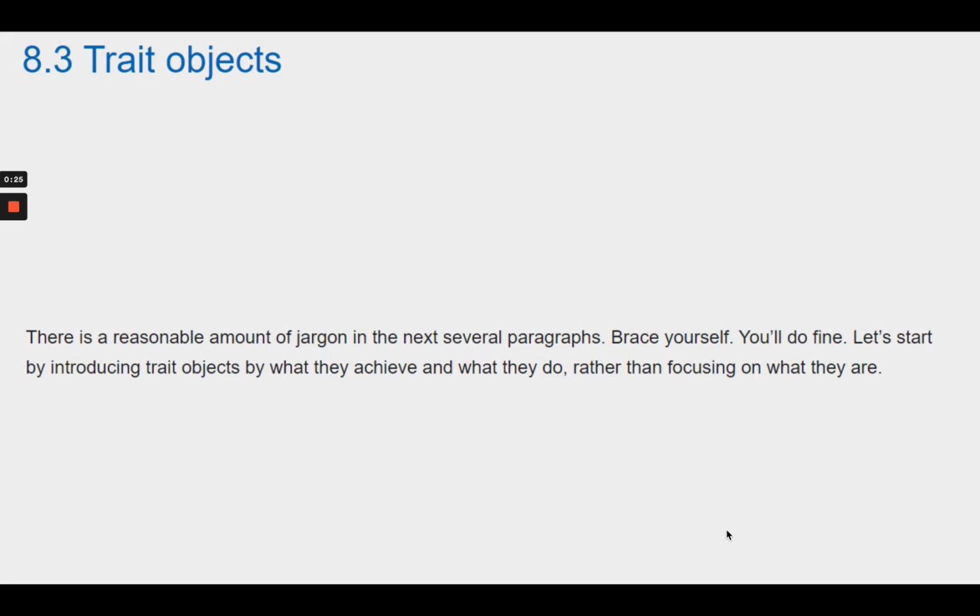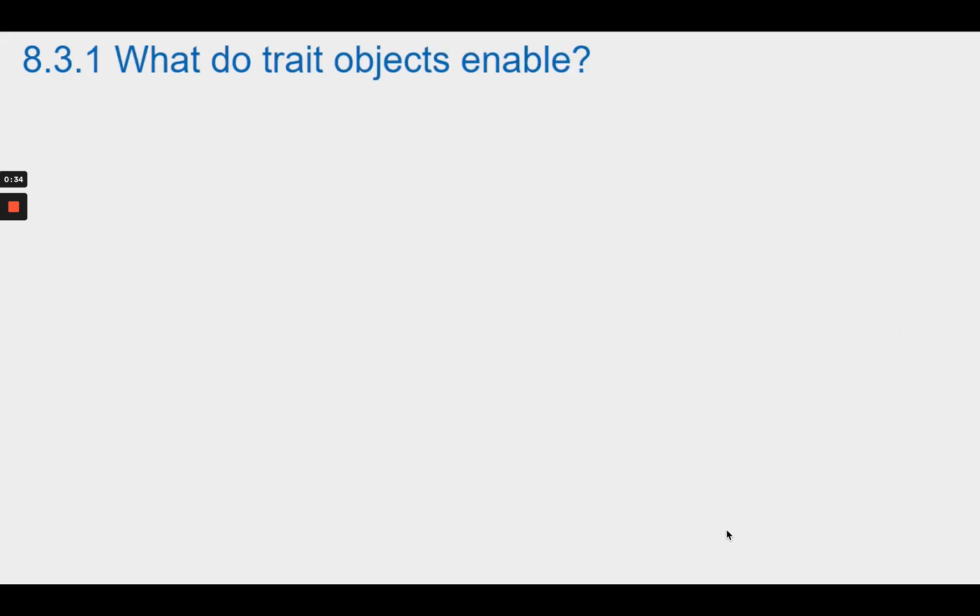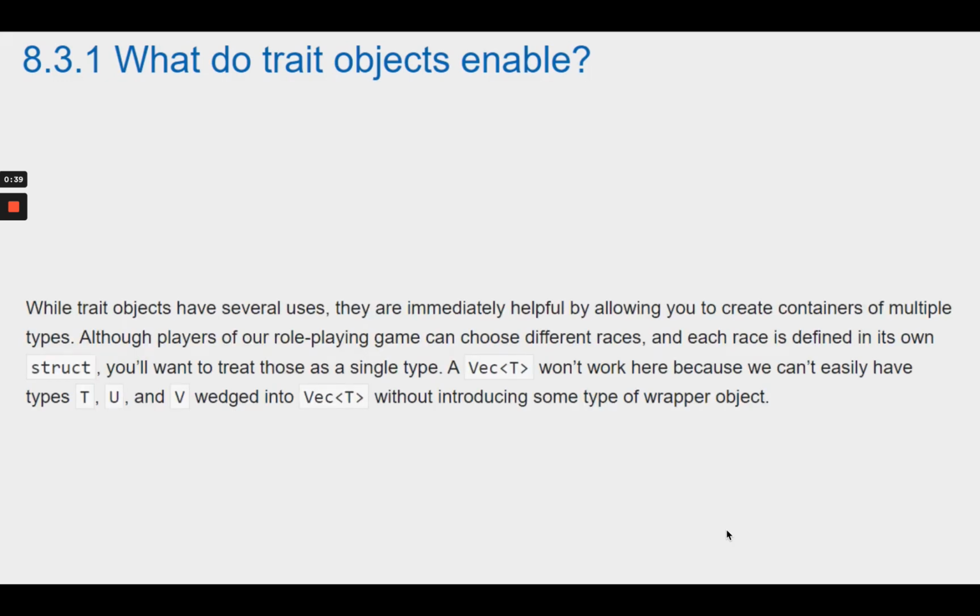Let's start by introducing trait objects by what they achieve and what they do, rather than focusing on what they are. Section 8.3.1. What do trait objects enable? While trait objects have several uses, they are immediately helpful by allowing you to create containers of multiple types. Although players of our role-playing game can choose different races, and each race is defined in its own struct, you want to treat those as a single type. A Vec of T won't work here because we can't easily have types T, U, and V wedged into Vec of T without introducing some type of wrapper object.